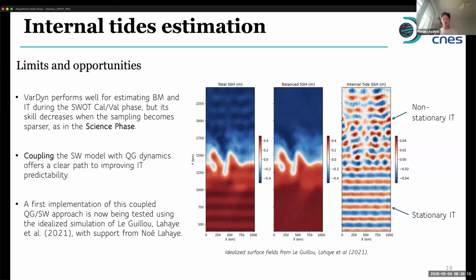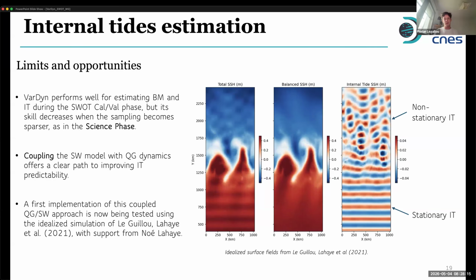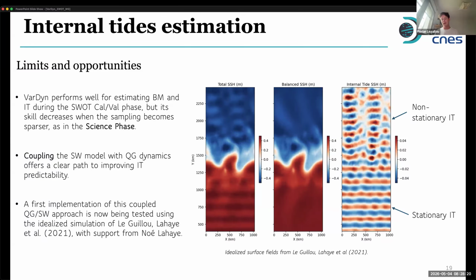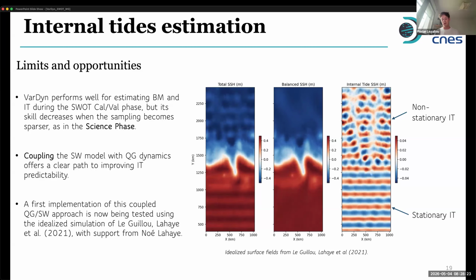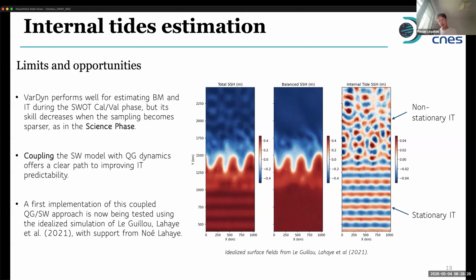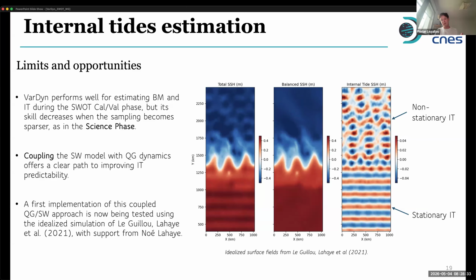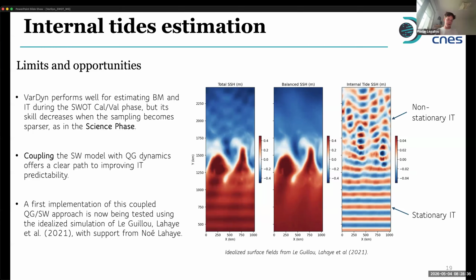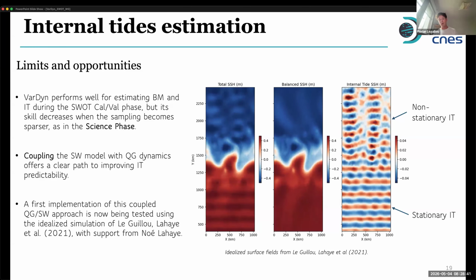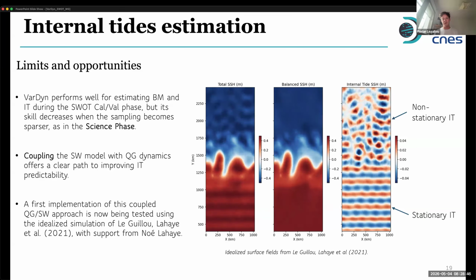So to go to the science phase, to use VarDyn with the internal tide estimation during the science phase, we think it will really be complicated with this configuration I just showed, because we have many degrees of freedom, many parameters, and none is directly observed. So if you don't have a big density of data as for the cable phase, then it's really hard to control the system.